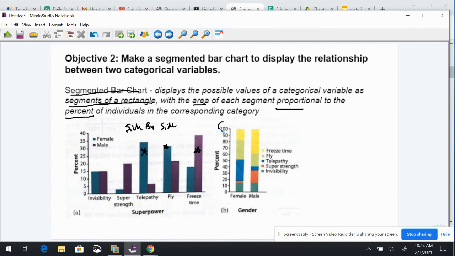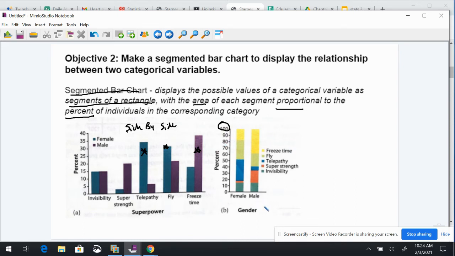going to be at 100% because we are surveying 100% of the females and 100% of the males. And then what we're looking for here is the largest box, which shows the favorite power. You must have a key.